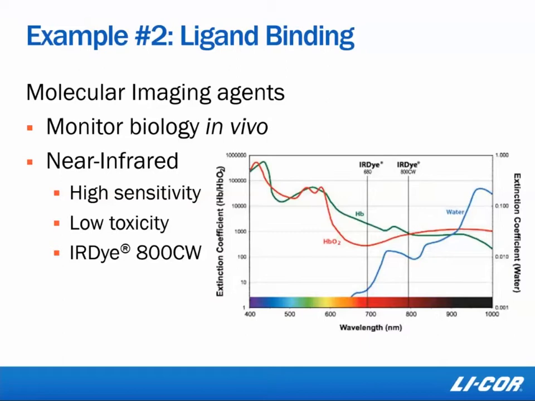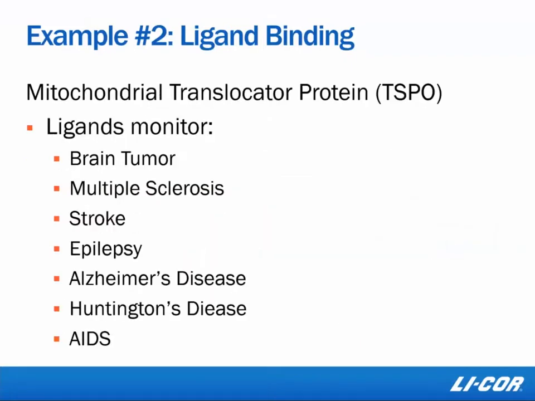Now, this fixes the Odyssey system and the Odyssey wavelengths in a sweet spot, where we've minimized the effects of both hemoglobin and water, yielding optimal sensitivity for these types of studies. Furthermore, IRDye 800CW is a non-toxic dye, and working with this dye allows you to have very translatable work to a clinic. So in this example, they wanted to develop a molecular imaging agent against TSPO, or the mitochondrial translocator protein.